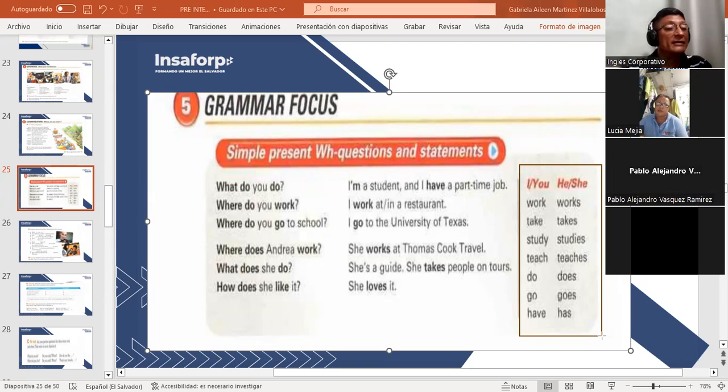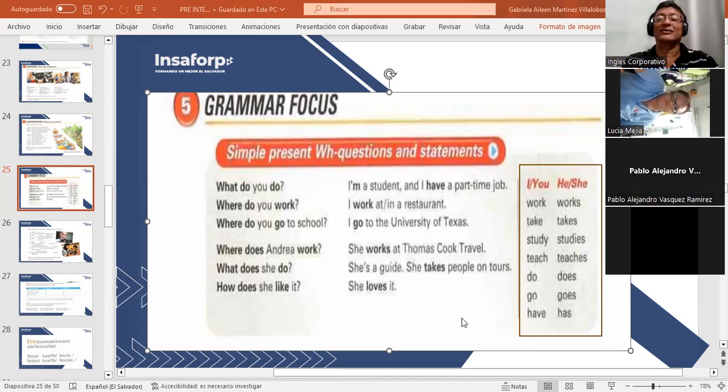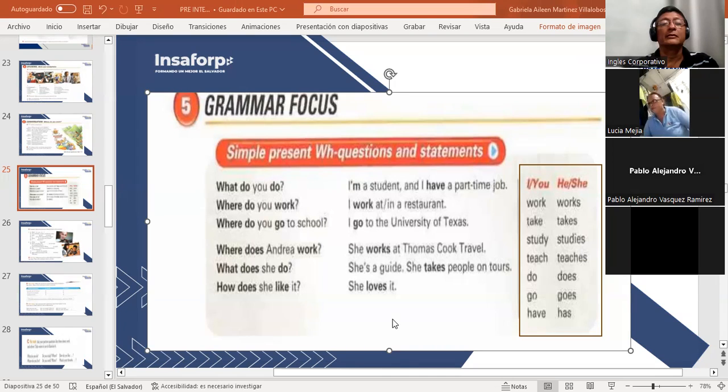In simple present, okay? This is for simple present, not for past, not for present continuous. Only and exclusively with simple present, okay? Good. Se le agrega la S. Y en algunos casos, ES, como en teach. Teaches. Right? Any other question?